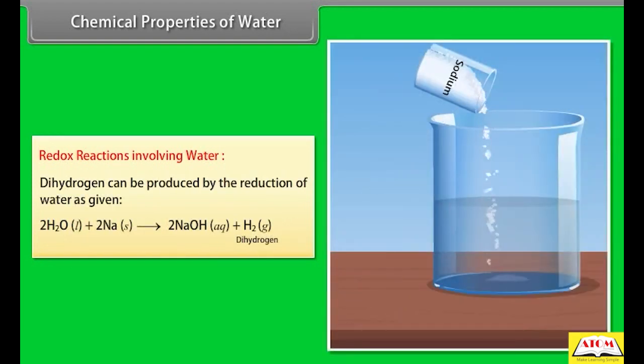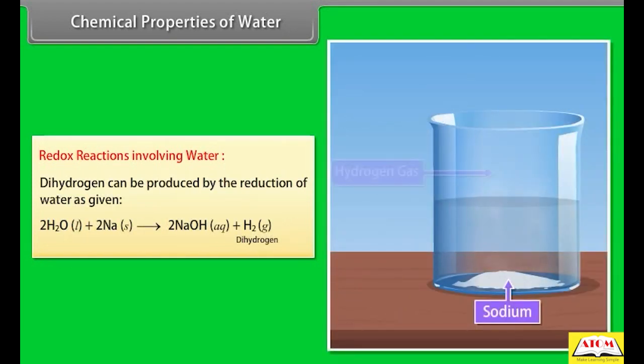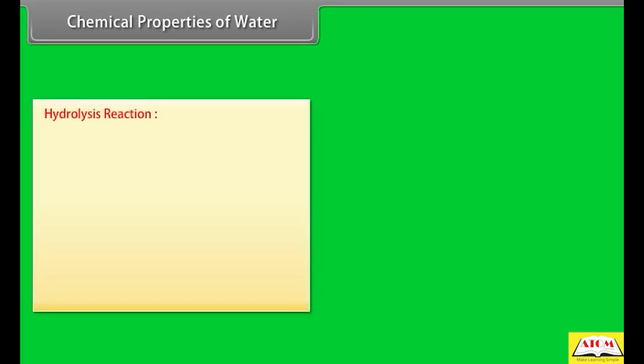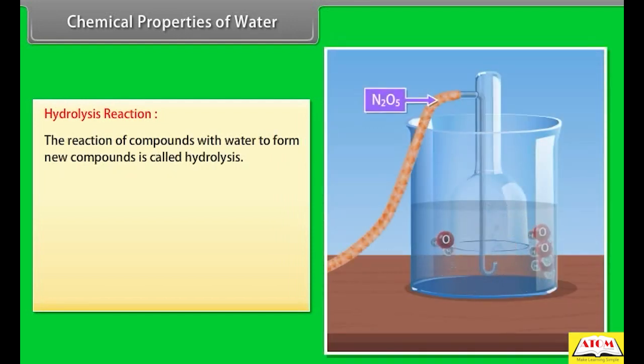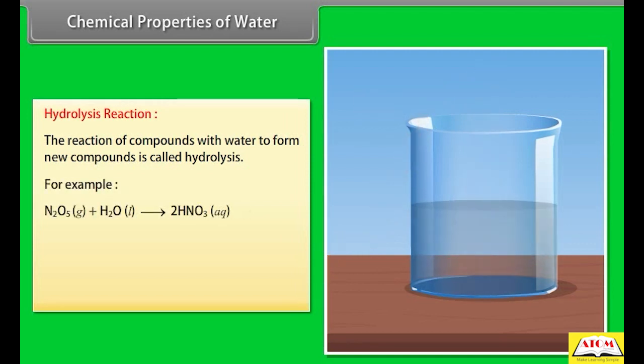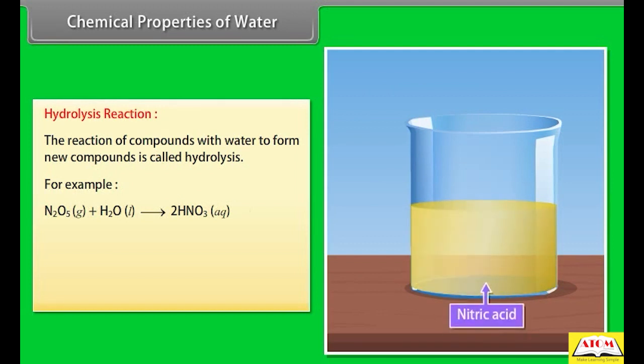Dihydrogen can be produced by the reduction of water as given. Chemical properties of water. Hydrolysis reaction. The reaction of compounds with water to form new compounds is called hydrolysis. For example, dinitrogen pentoxide reacts with water to form nitric acid. Hydrates formation.